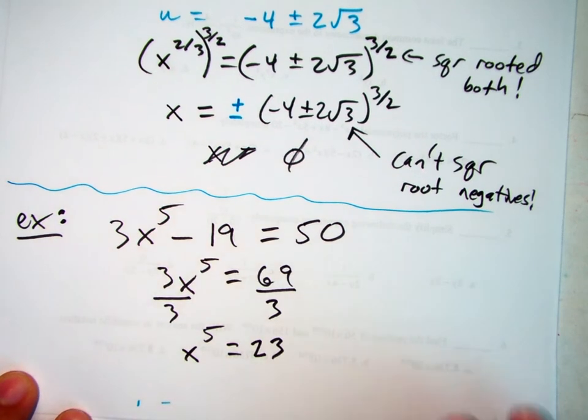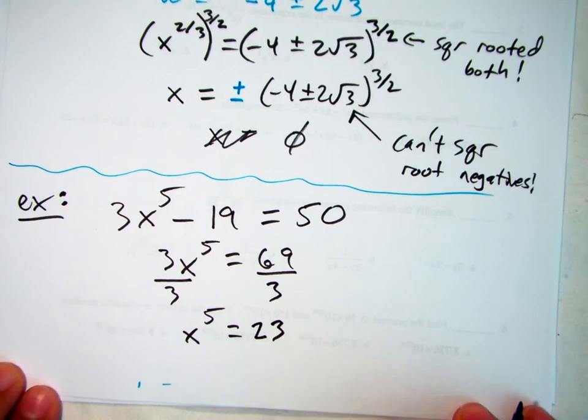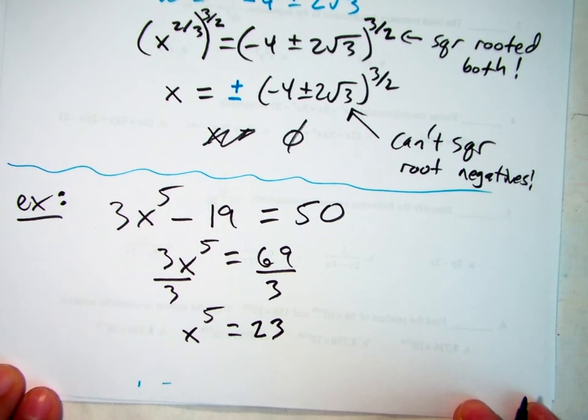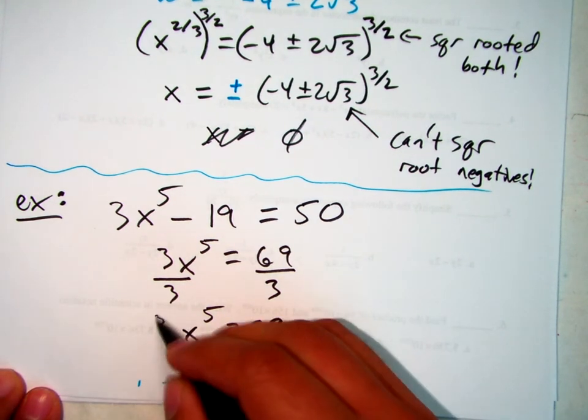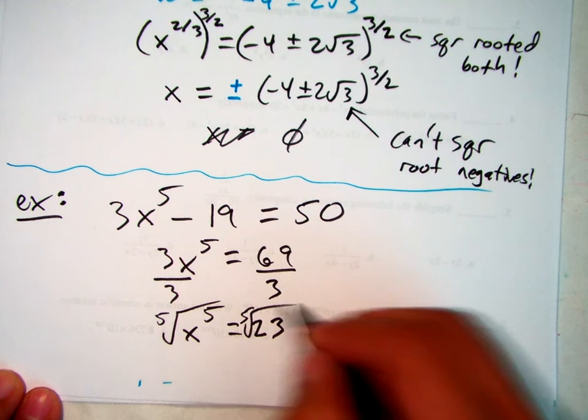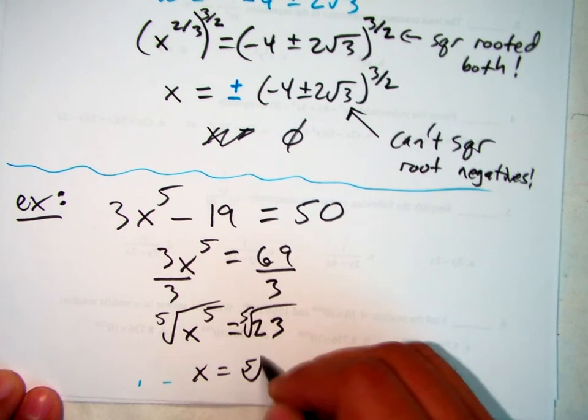Oh, yeah, so x to the 5th is 23. I thought you got a rooting. The answer is 1.6. No, it's not. It's the 5th root. It's the 5th root of 23.